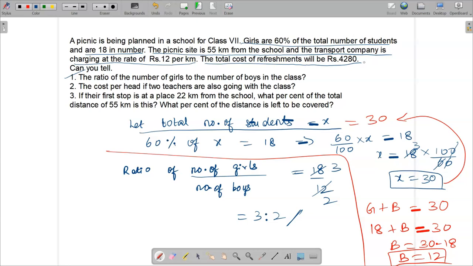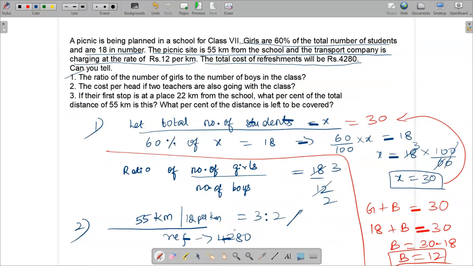What is the distance? So this is for the first question. For the second question, they are saying that the total distance is 55 kilometer, and the cost per kilometer is 12 per kilometer. So this is the cost. Along with that, the refreshment cost is 4,280. So these are all the things given.